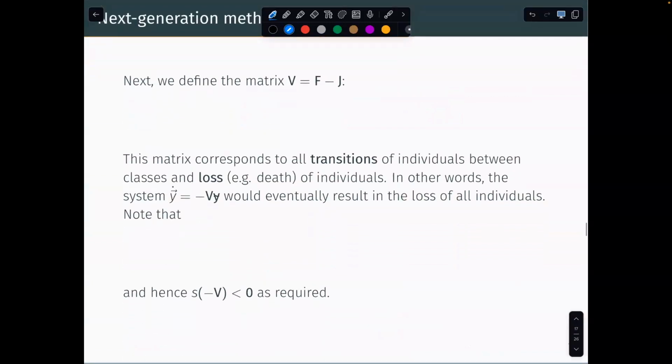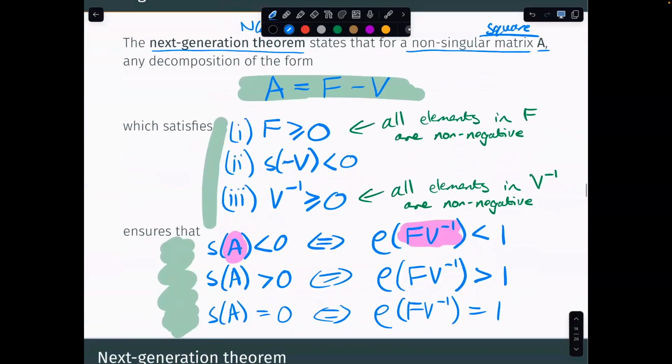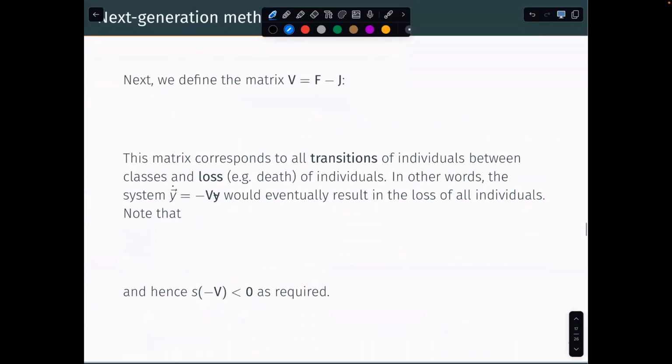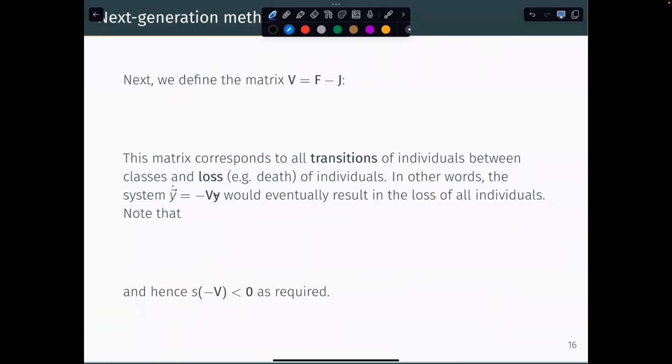And actually, that's the only matrix that we need to make a choice about. Because our decomposition that we had up here, A is equal to F minus V, this is now going to be J mut is going to be equal to F minus V. That means that our V matrix is just going to be this matrix minus our Jacobian. Okay. So what does that look like? Well, this is going to be D plus G, 0, minus G, and D. So we take that matrix that we've just defined F, we subtract our Jacobian. This J is going to be our J mut.